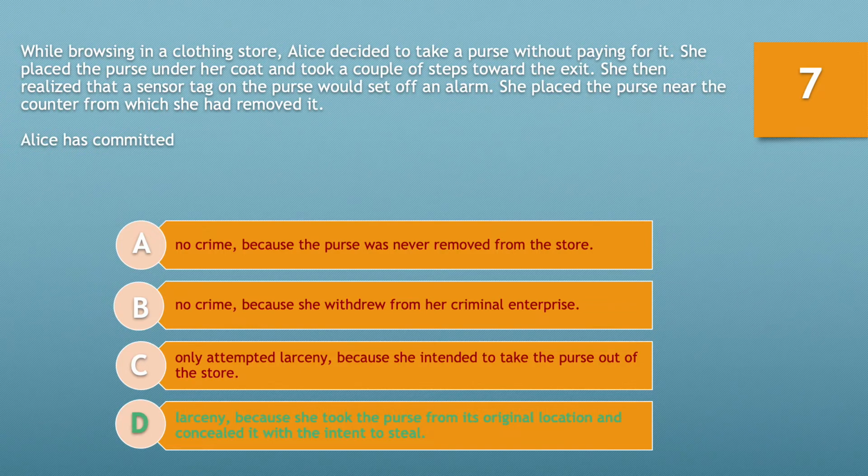Larceny is the wrongful taking and carrying away of another's tangible personal property without consent and with the intent to permanently deprive. It is important to keep in mind that the slightest movement will satisfy this carrying away requirement. In this case, Alicia decided to take a purse without paying for it. She placed the purse under her coat and took a couple of steps towards the exit. This action by Alicia satisfies the elements for larceny, so Alicia has in fact committed larceny.